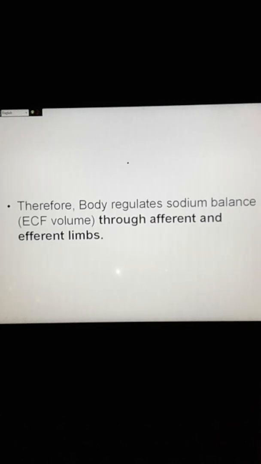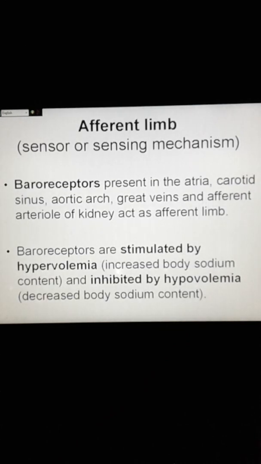Therefore, the body regulates sodium balance, that means ECF volume, through afferent and efferent limbs. Now, what is the afferent limb? It is also called the sensor or sensing mechanism of the body. Baroreceptors present in the atria, carotid sinus, aortic arch, great veins and afferent arteriole of kidney act as the afferent limb. These baroreceptors are stimulated by hypervolemia, that means increased body sodium content, and inhibited by hypovolemia, that means decreased body sodium content.